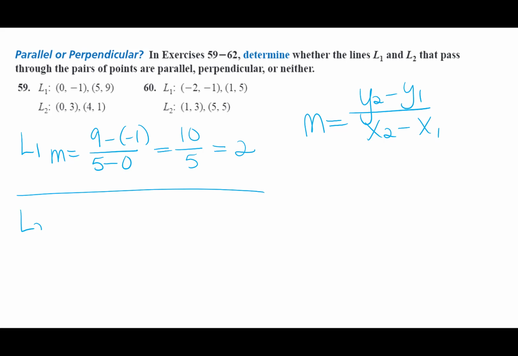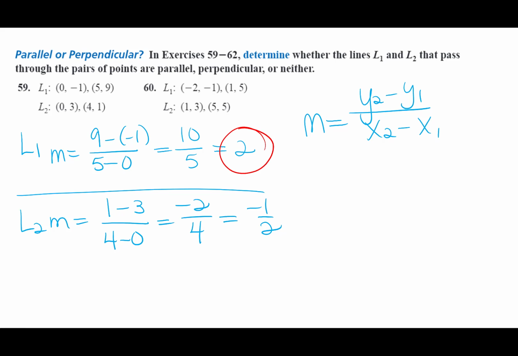Now let's compare it to the slope of line number 2. We'll plug it back into the slope formula. 1 minus 3 over 4 minus 0. 1 minus 3 is negative 2 over 4, which simplifies to negative 1/2. First line has a slope of positive 2. The second one has a slope of negative 1/2. Those two numbers are opposite reciprocals of each other, and so these two lines are perpendicular.